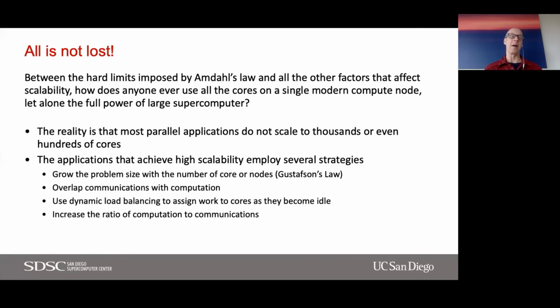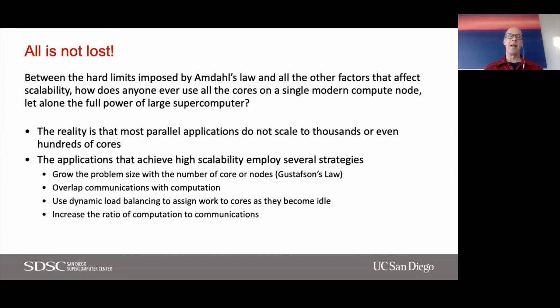If you've logged into Expanse already, and you look at what's running in the queue, you'll see that there are lots and lots of small jobs in there, often using less than a full node. They might only be using 1 or 2 or 4 or 16 or 32 cores within that node, and then sharing that node with other applications. So again, the reality is a lot of applications just aren't going to scale that far. Now, the ones that do achieve high scalability employ several strategies.